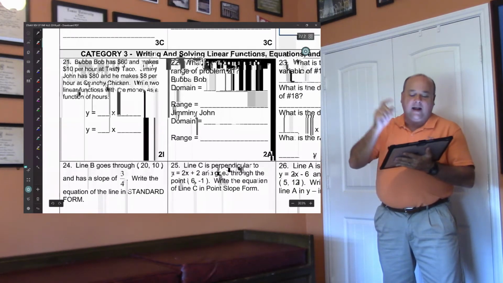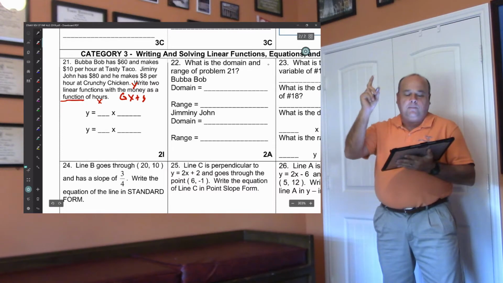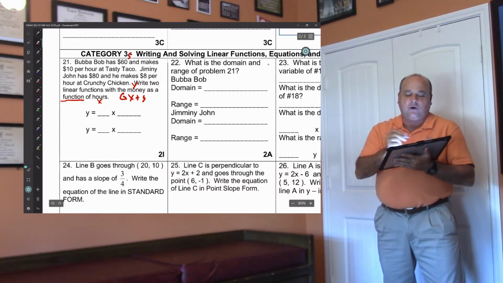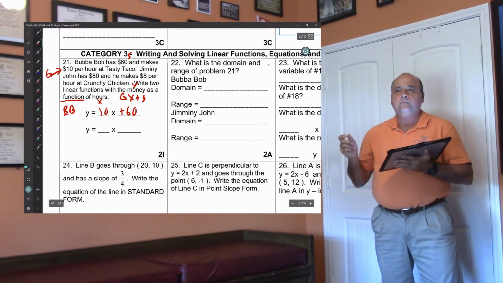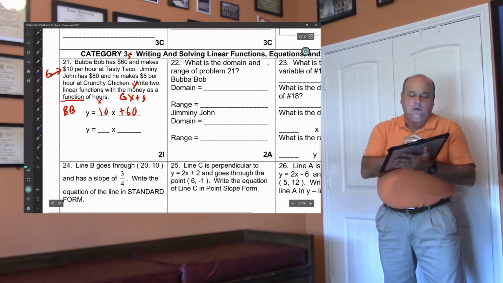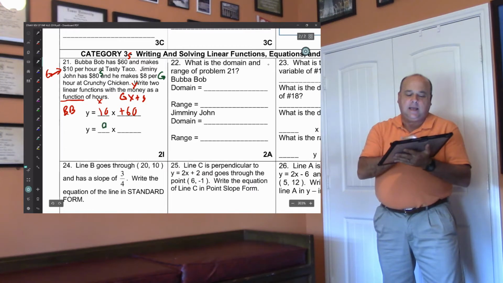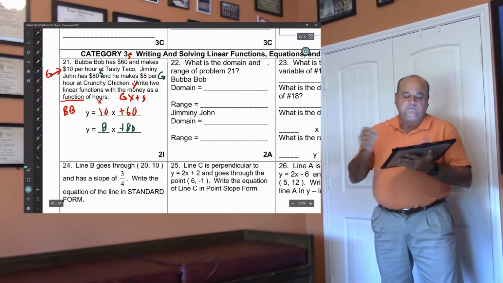On 21, we're going to have g(x) plus s. Okay. And the money is a function of the hour. So money is y and hours is x, okay? So Bubba Bob has $60. That's his starting number, and his growing number is 10. That's going to turn into 10x plus 60. Okay? Jimmy John has $80. That's his starting number. And he has $8 per hour. That's his growing number. That would turn into 8x plus 80, wouldn't it?